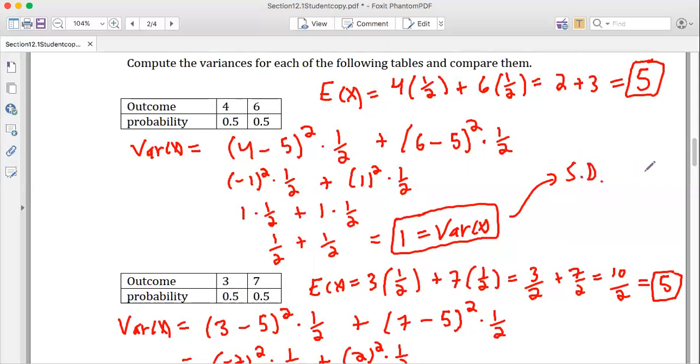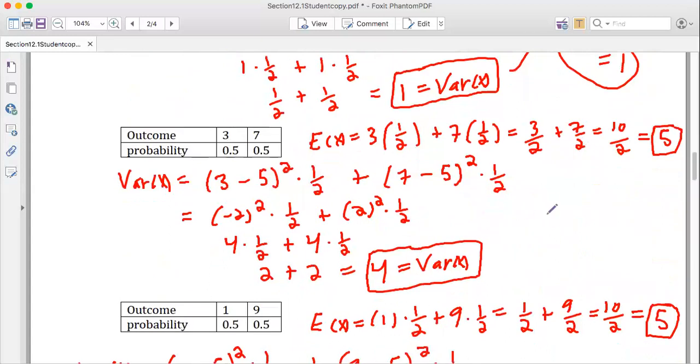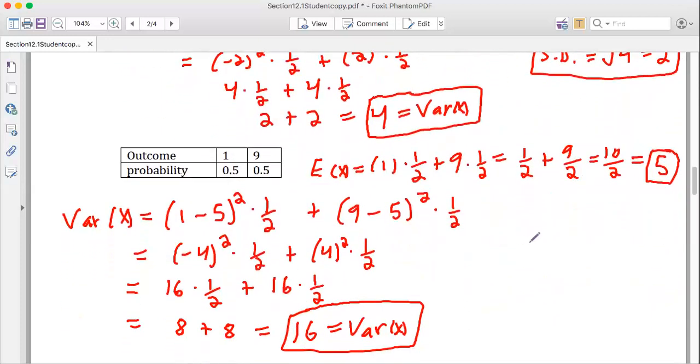For the first table, the standard deviation would be square root of 1, which is 1. So we have standard deviation is 1. For the second table of information, the standard deviation would be square root of variance, which is square root of 4, which gives me 2. And for the third table, the standard deviation, which is the square root of the variance, would be square root of 16, which gives me 4.